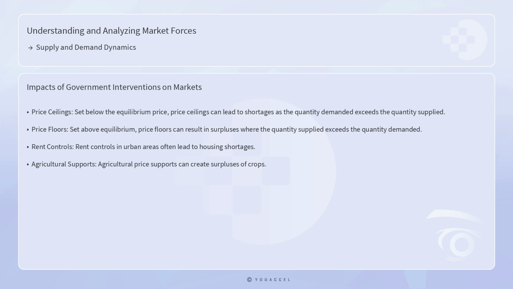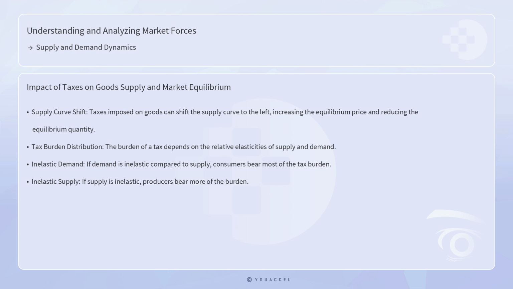For example, rent controls in urban areas often lead to housing shortages, whereas agricultural price supports can create surpluses of crops. Taxes imposed on goods can shift the supply curve to the left, increasing the equilibrium price and reducing the equilibrium quantity. The burden of a tax depends on the relative elasticities of supply and demand.